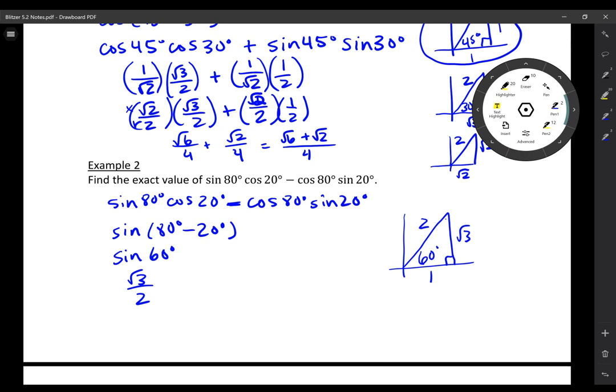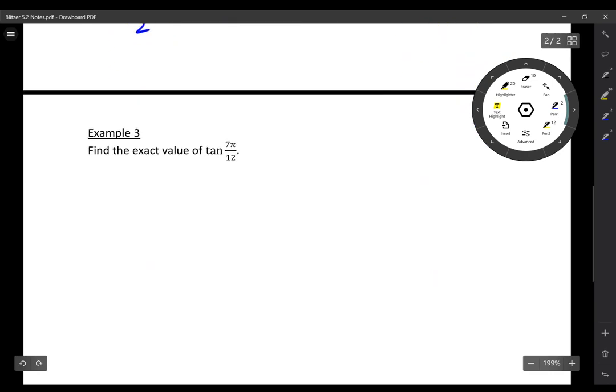All right, so for our third example, we're going to look at tangent. And that tangent formula was a little bit trickier, and I've got the 7 pi over 12. So I know that the easy angles to work with are 30 and 60 and 45, but I don't know what that would be in radians. So let's worry about that. So let's see, 30 degrees would be pi over 6 radians. If I'm looking at 45 degrees, that's pi over 4. And if I'm looking at 60 degrees, that's going to be pi over 3.